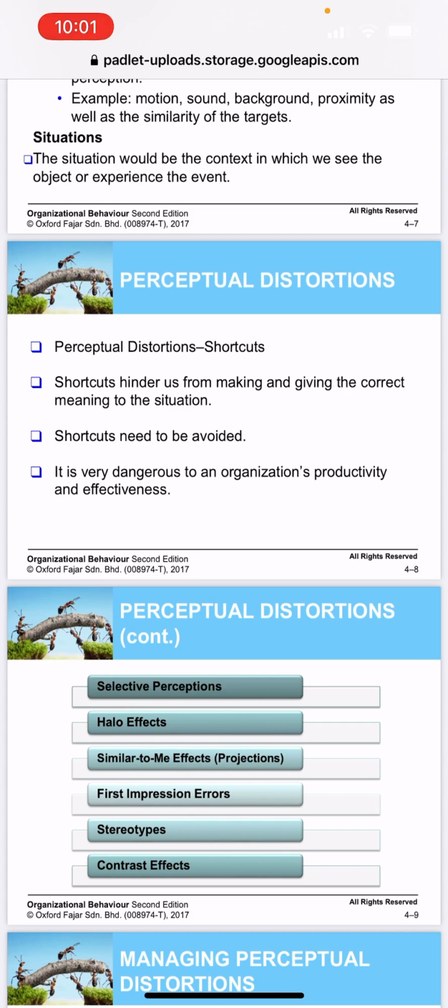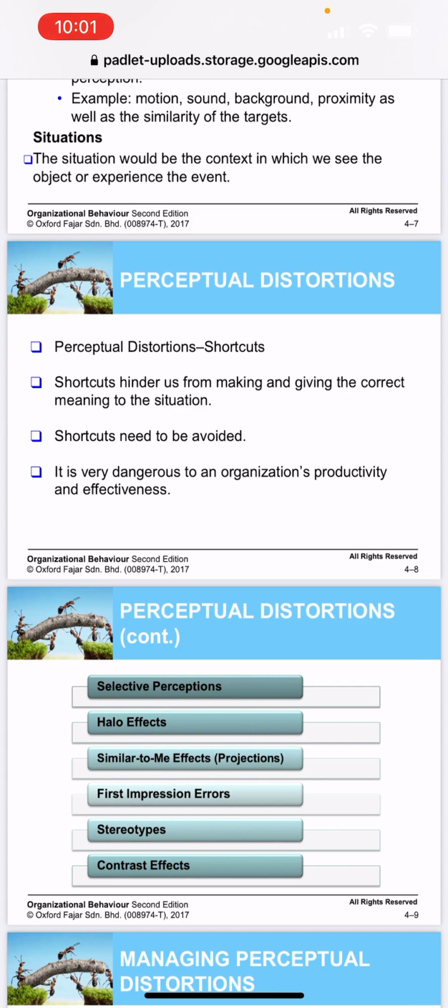Next is stereotypes. Stereotypes are assumptions that all members of a specific group behave in a similar way as they have the same characteristics. For example, we tend to stereotype that female drivers are reckless.